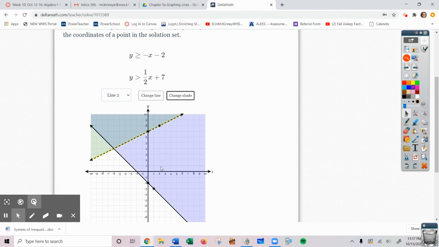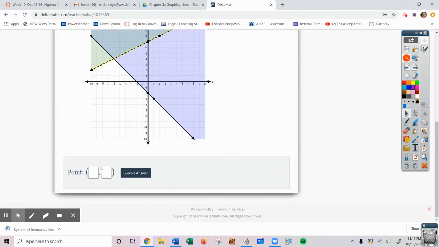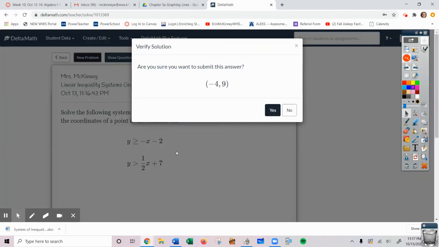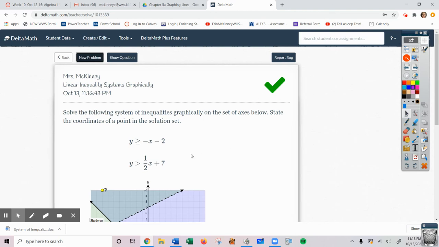And what you are then going to have to do is pick a possible point that's a solution. So any point that exists over here is a possible answer. Okay, so I'm going to pick the point negative 4, positive 9. So I'm going to type in negative 4, positive 9, submit that, and I'm good to go. Okay, so you're going to go through and finish this as your assignment.